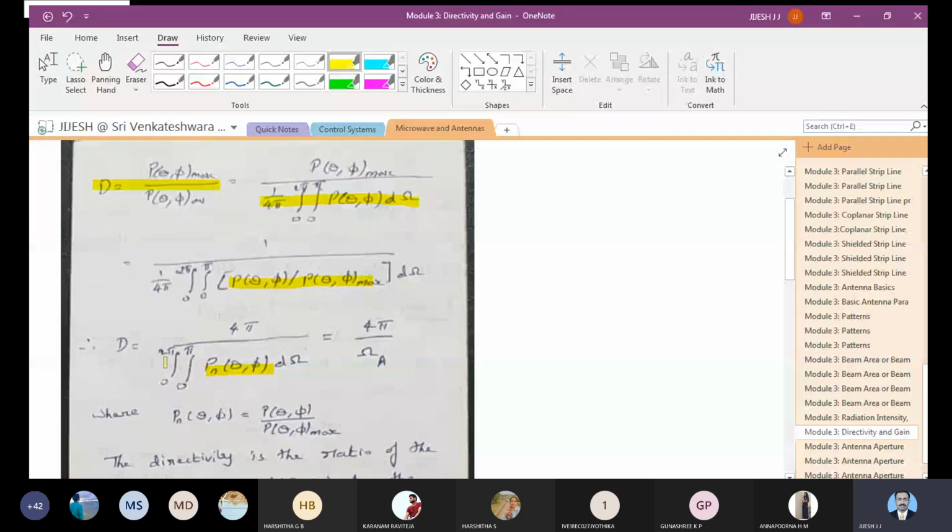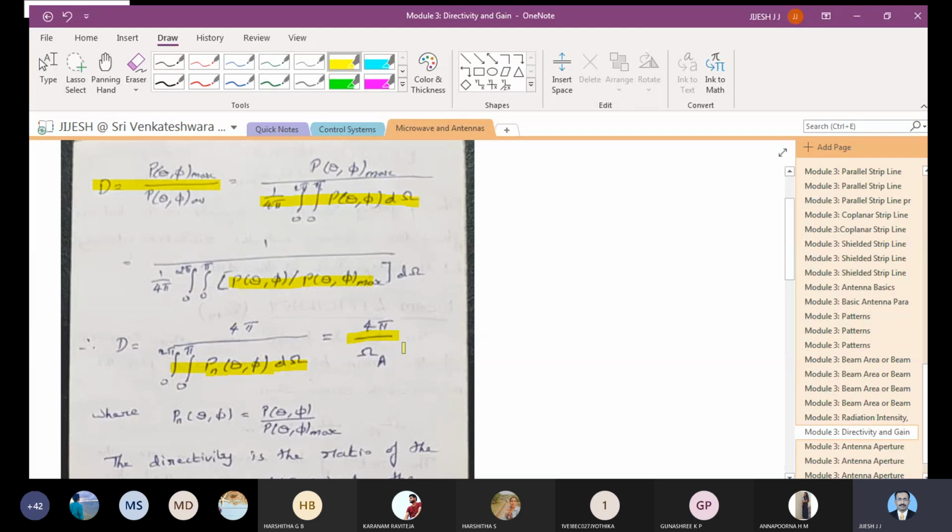So you got the equation, in the denominator as numerator 4 pi, it will go. So 4 pi divided by integral of 0 to 2 pi, integral of 0 to pi Pn theta phi d omega, or in simple form you can write it as 4 pi by omega A. You know that omega A is integral of 0 to 2 pi, 0 to pi Pn theta phi d omega. So I have replaced this as omega A.